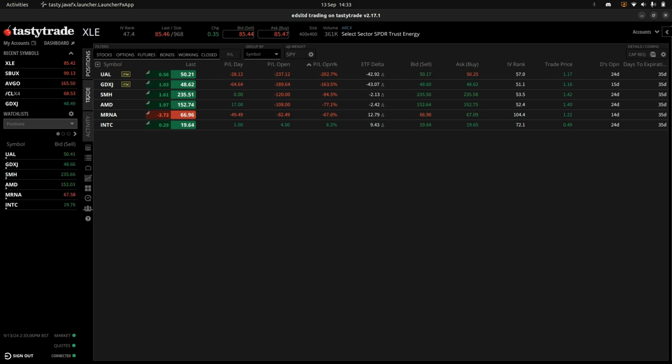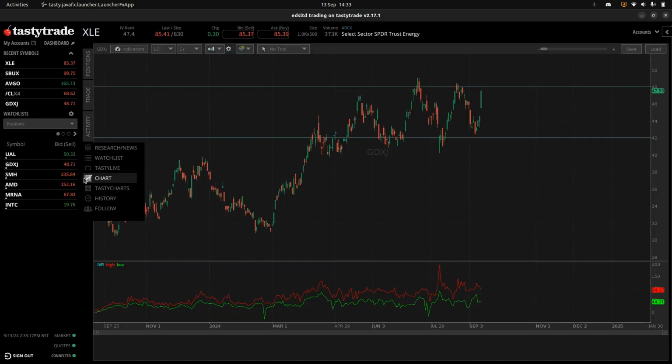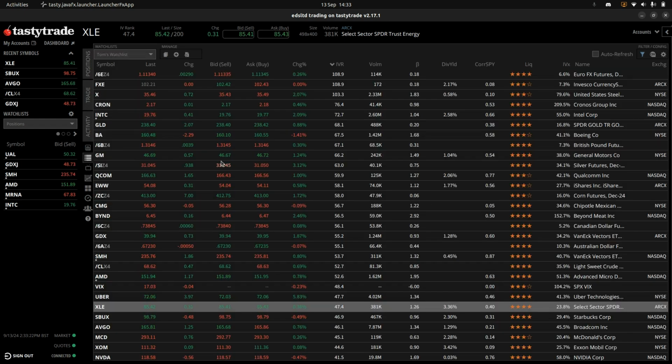So you want to make sure that everything is nicely diversified. You can look at your beta weighted deltas if you want, but let's just say you've got a blank portfolio, you've got no positions on, so you've got full freedom to place any trade that you want, right?